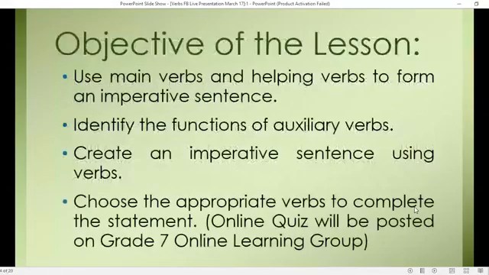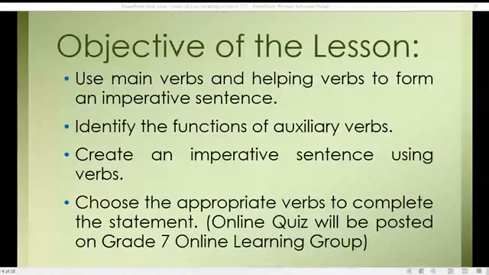So here are the following objectives of this lesson. Use main verbs and helping verbs to form an imperative sentence. So when we look back to our past discussion, which is an imperative sentence. An imperative sentence is a type of sentence that actually gives a command or request.